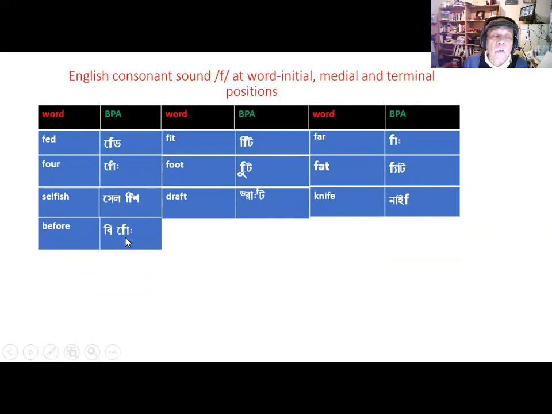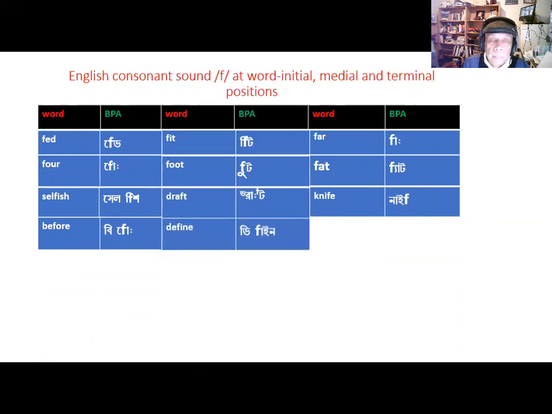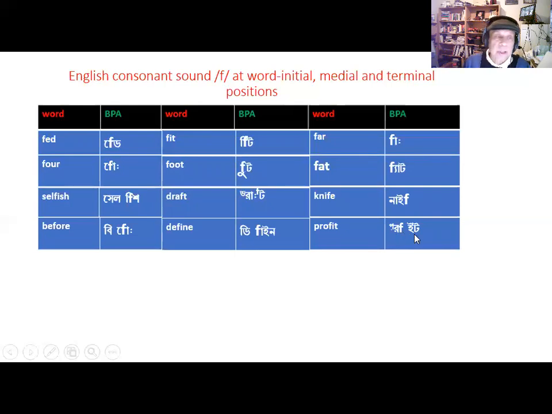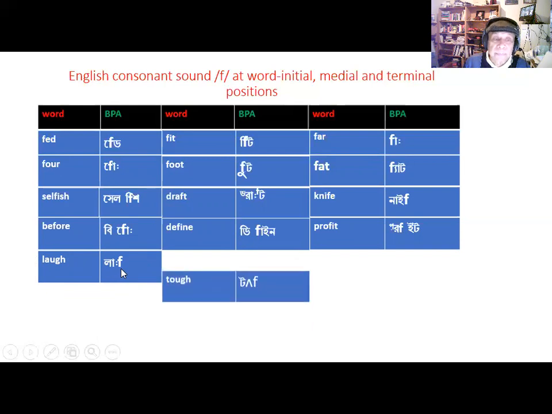Before. Here the f sound is coming in the middle. Define, again, the f sound comes in the middle. Profit. Here, the f sound is in the middle. L-A-U-G-H, laugh. Here, the sound is again at the end of the word, laugh.